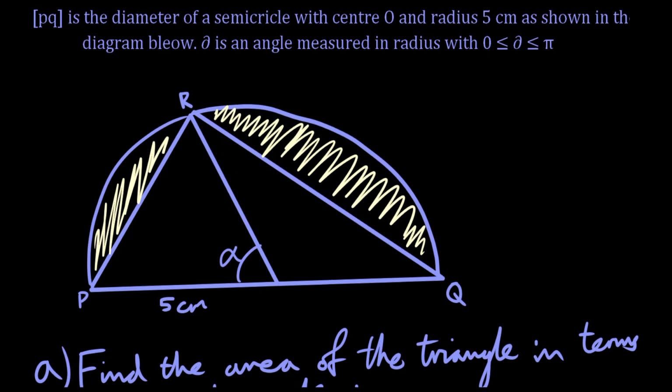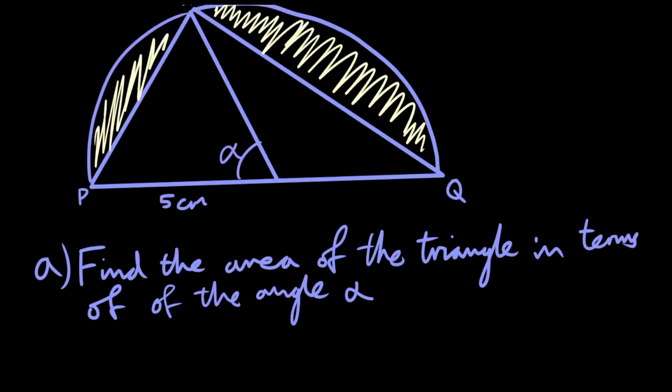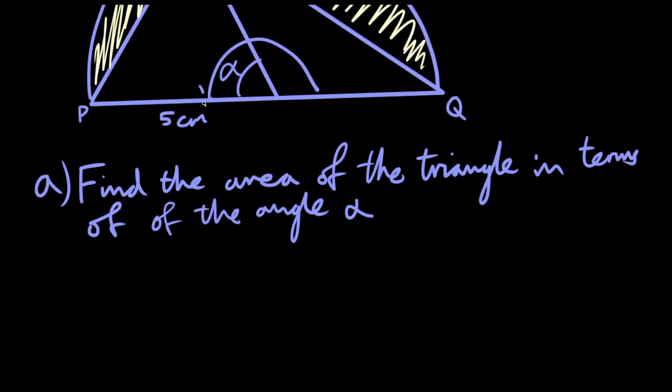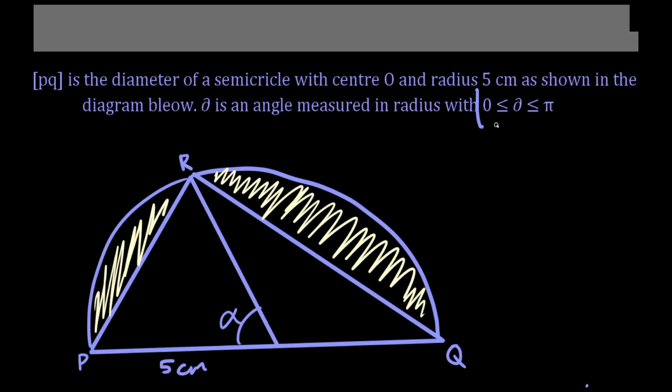So the fifth question here, we're given a semicircle and we have an inscribed angle within, and this is a triangle. So we're given a semicircle with center O and a radius of 5 centimeters as shown in the diagram below. Alpha is an angle measured in radians with, and here's the range, the domain, I guess, because this is our independent variable for this optimization question later. So obviously alpha can only range from 0 to 180 degrees or pi. We're going to be working in radians now because our domain is given in radians.